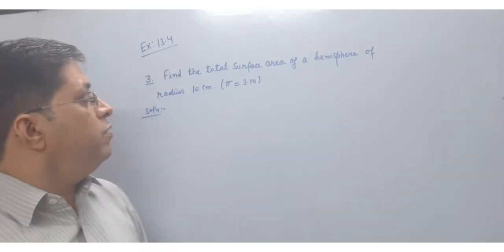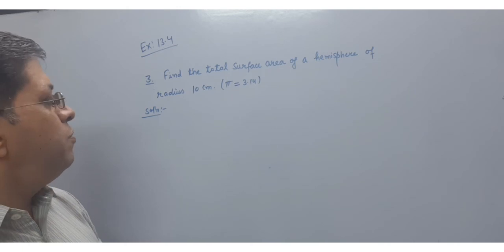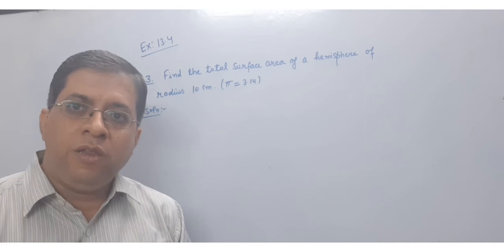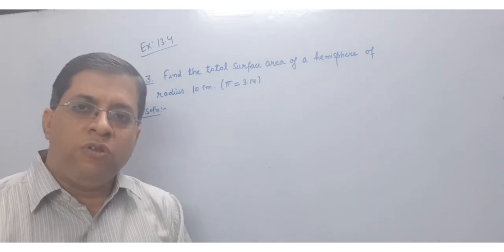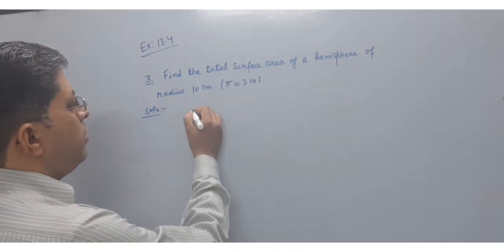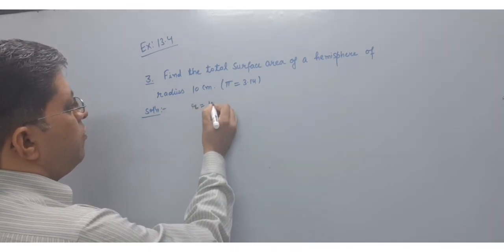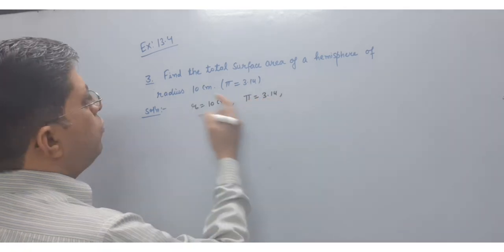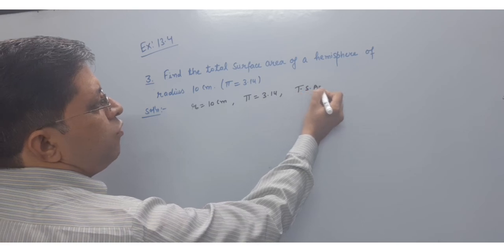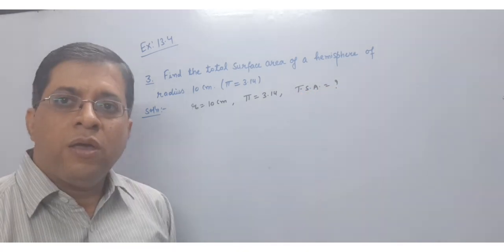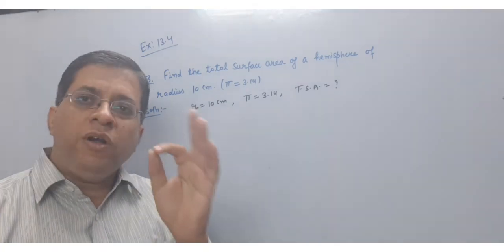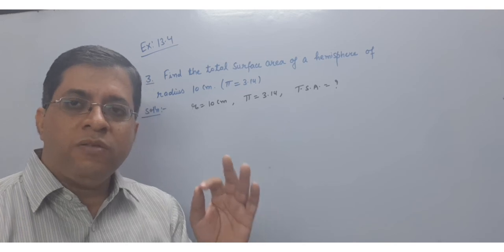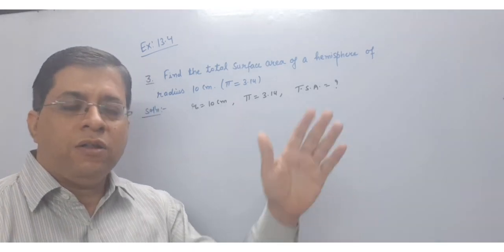Yes, the next question is, find the total surface area of a hemisphere of radius 10 centimeter and you have to take pi as 3.14. Then what to do is just see what is given here. Radius r is given to you, 10 centimeter, and pi is given to you, 3.14, and you have to find the TSA of the hemisphere. Then my question is, what is the TSA of a hemisphere? TSA of hemisphere is 3 pi r square.